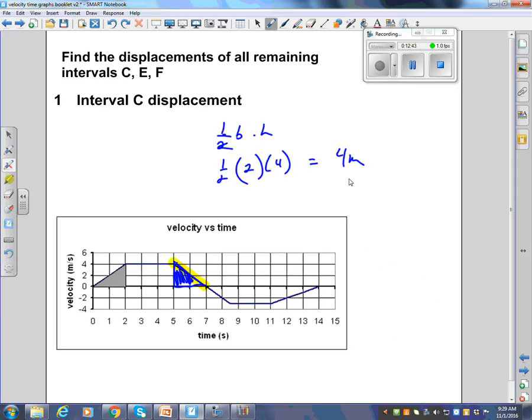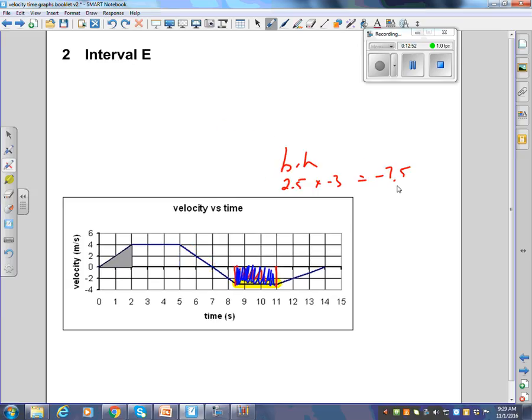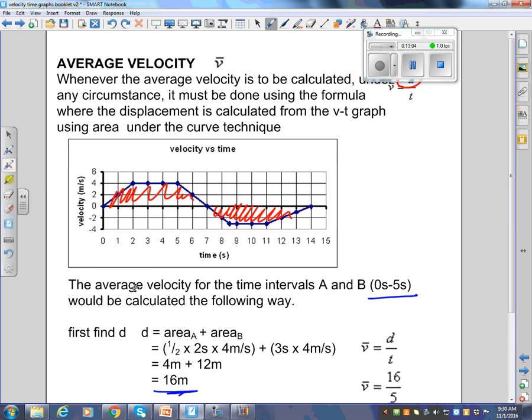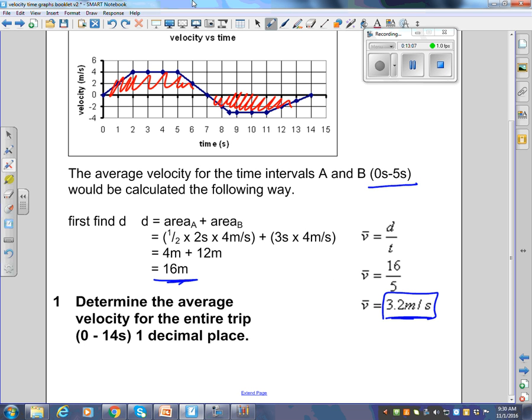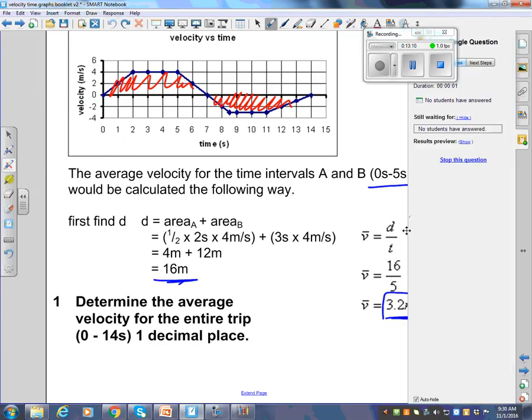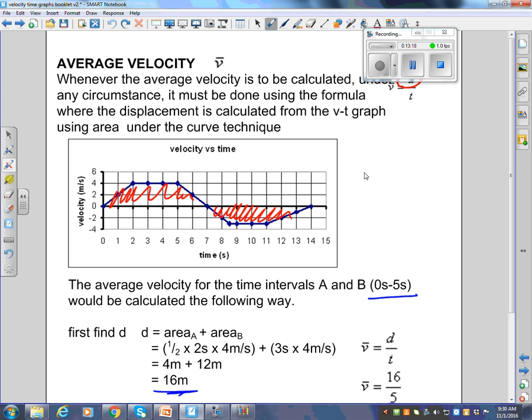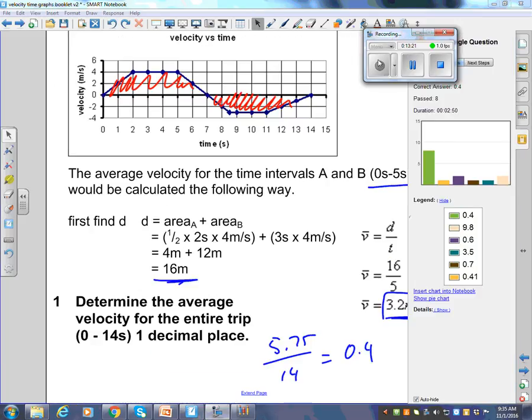Interval C is 4 meters. Interval E is negative 7.5. Interval F is minus 4.5. Does the negative matter? So you add them up, and you divide by the total time, which is 14 seconds. How do we find the average velocity? Find the displacement, divide by the total time.